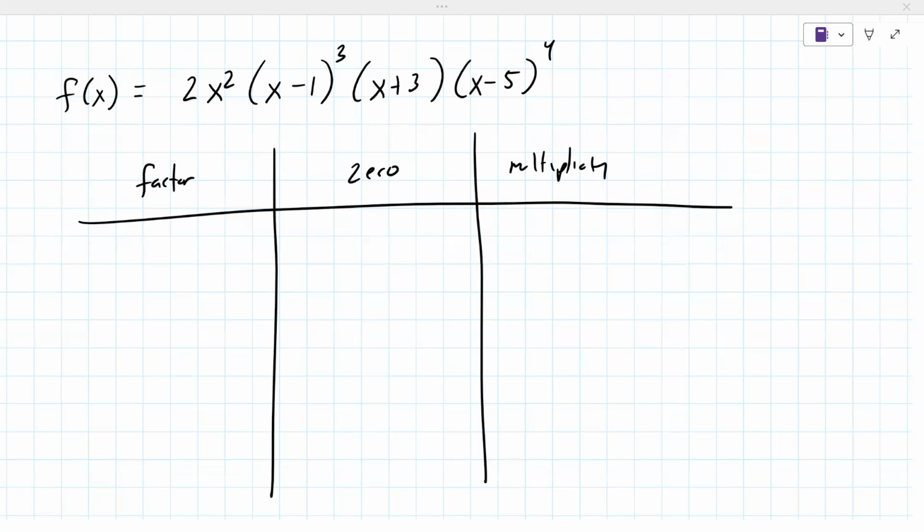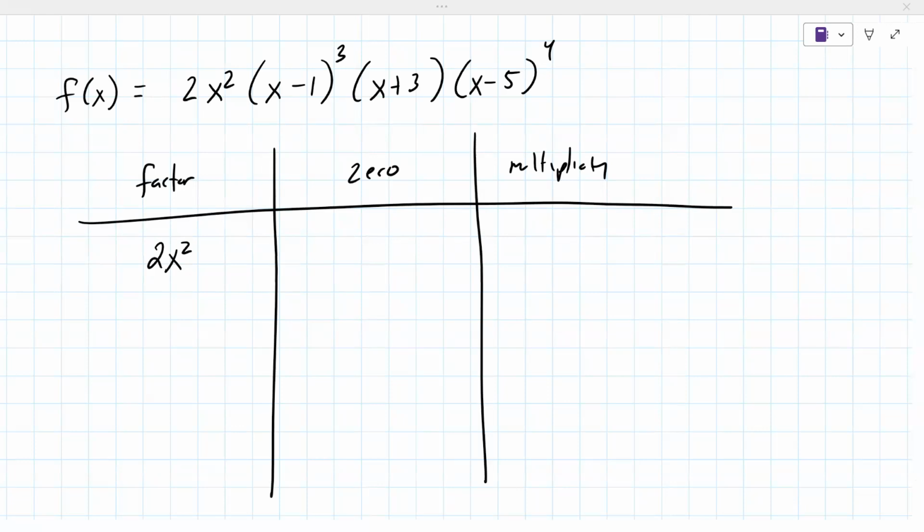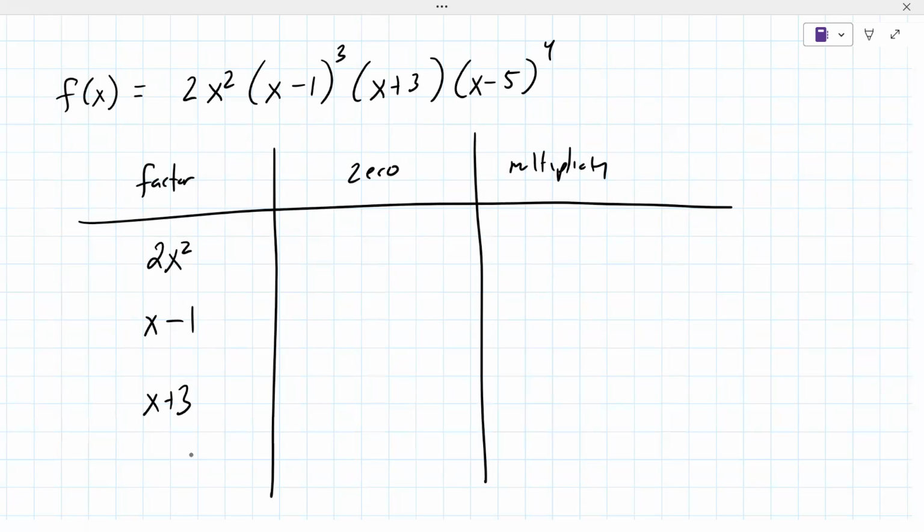So it would be 2x squared for the first factor, right? Yes. And then should I just list all the factors? And then x minus 1, x plus 3, x minus 5. Right. Very good.